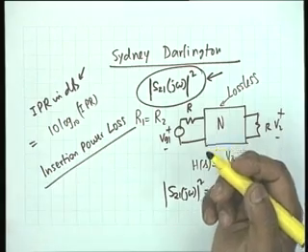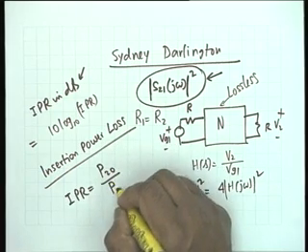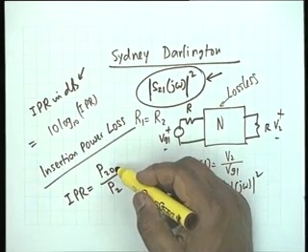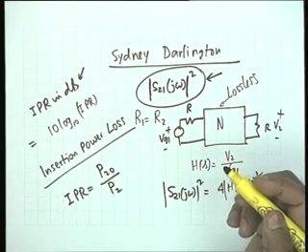Why is it a loss? If you recall, IPR is equal to P20 by P2. Why is it a loss? Because usually P20 is less than P2. Can P20 be greater than P2? The question. Yes, it can be. Pardon me?